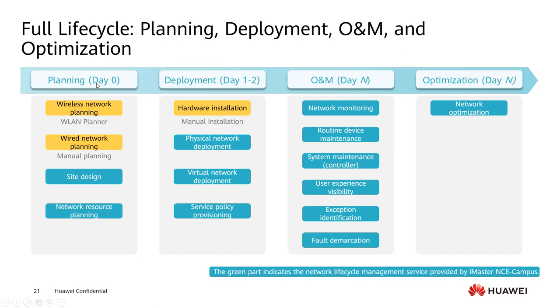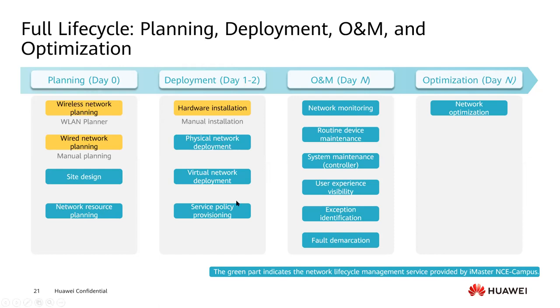This is the schedule of the network full life cycle. In day one, day zero, we do the planning on the platform, and then on day one and day two, we need to perform the hardware installation, and then the campus controller will do the physical network deployment, virtual network deployment, and also the service policy provisioning. Okay, this part, the hardware installation, I think will take most of the time of the deployment phase.